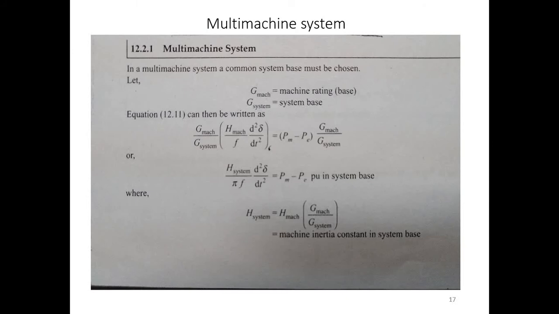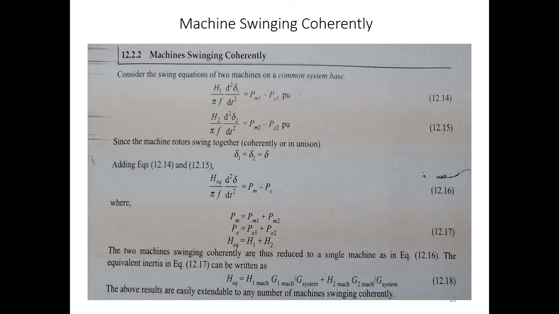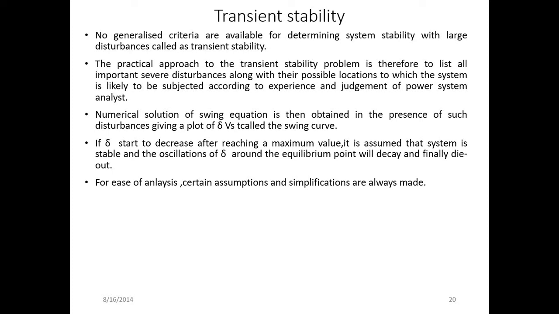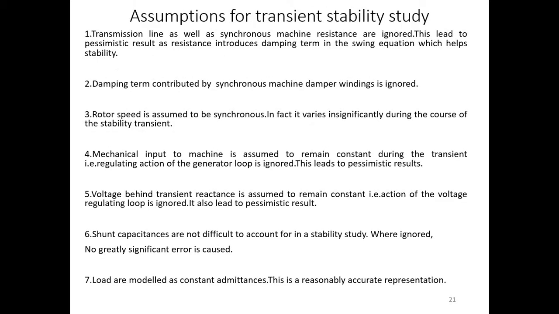Then we saw the concept of a multi-machine system, that is when a number of machines are connected together, similar to the complex system which provides electricity to the consumer. Then how the machines swing coherently in a multi-machine system. Then we solved a numerical to obtain some basic parameters. In case of transient stability, we concluded that there is no generalized criterion available for determining system stability with large disturbances, called transient stability. And then we discussed different assumptions which are considered for transient stability.